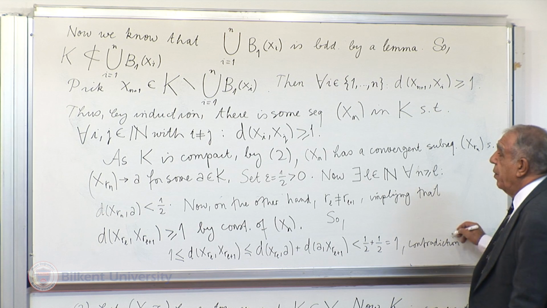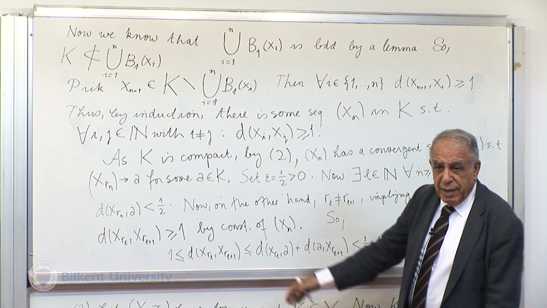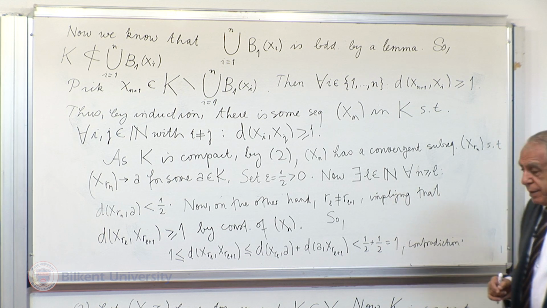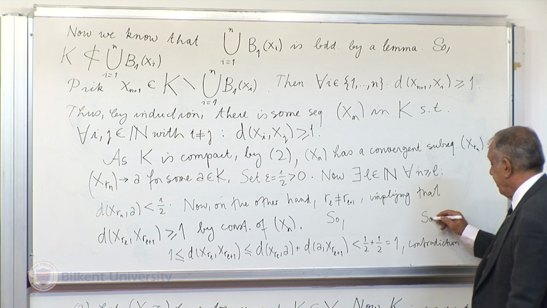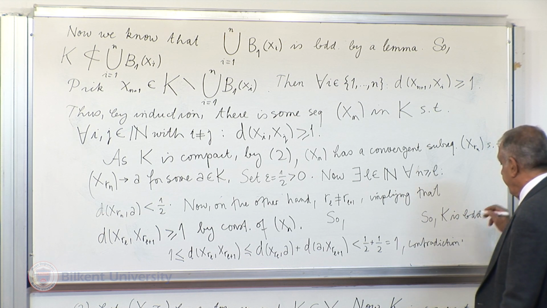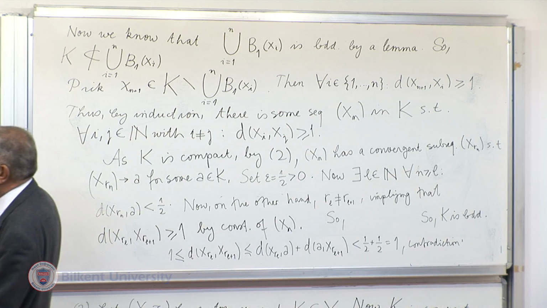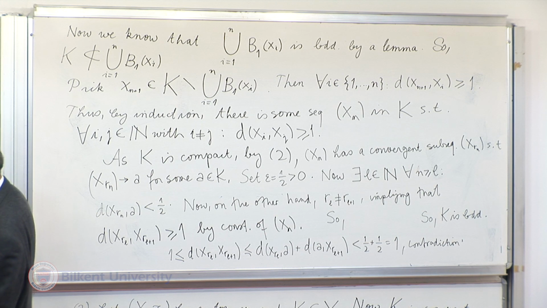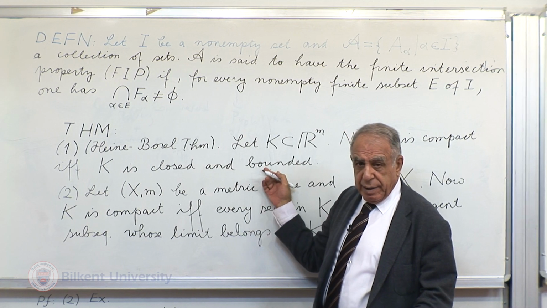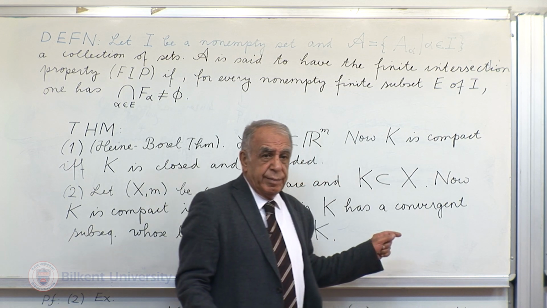The reason why we took 1/2 here is, well, we took 1 here, so that's half of that. We use the triangle inequality, so we have 2 halves here. So K is bounded. So that takes care of half of this. If K is compact, we have shown that it's closed and bounded. But let's show the converse as well. Any questions here?